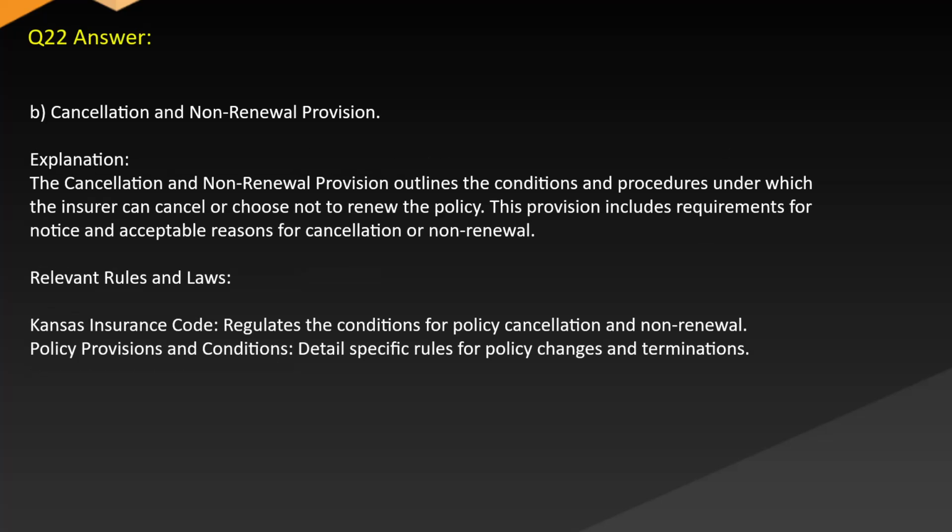Answer. B. Cancellation and non-renewal provision. Explanation. The cancellation and non-renewal provision outlines the conditions and procedures under which the insurer can cancel or choose not to renew the policy. This provision includes requirements for notice and acceptable reasons for cancellation or non-renewal. Relevant rules and laws. Kansas Insurance Code regulates the conditions for policy cancellation and non-renewal. Policy provisions and conditions detail specific rules for policy changes and terminations.